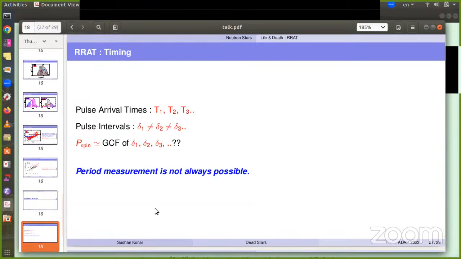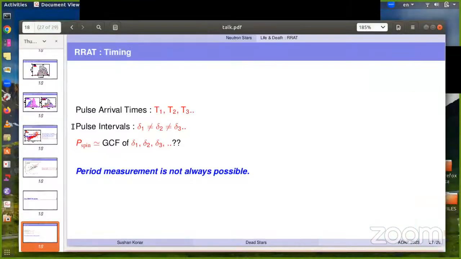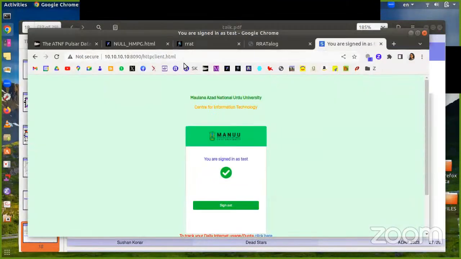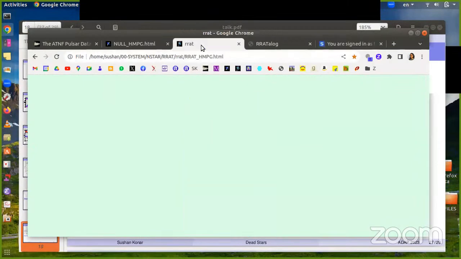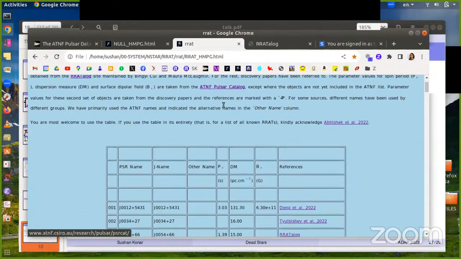The first problem with RRATs. So let me show you the RRATs. Just give me a minute. Okay, this is the RRAT catalog. Now this is my personal file, so this is not what is public yet. It would become public within a week or so.